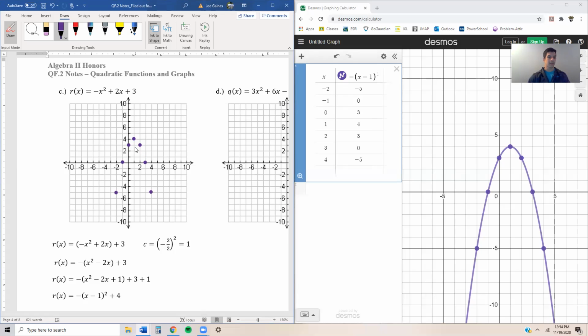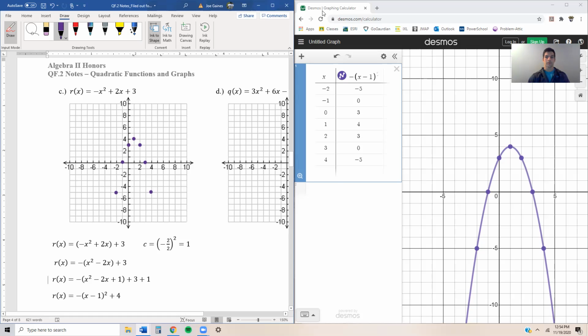Okay, so that would be the same points that we would find if we found the vertex. Then I move right 1, I square it, and I move down 1. I move right 2, I square that, and I move down 4. I move right 3 from the vertex, I square that, and I move down 9. All of those points would be in the same location.